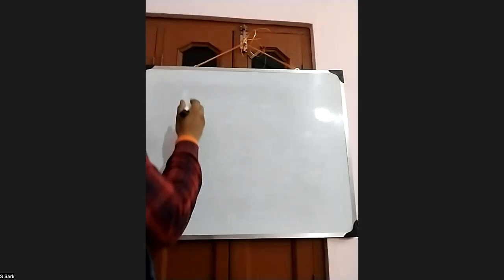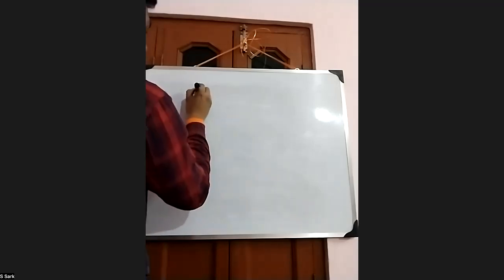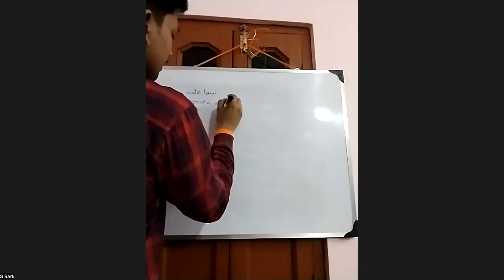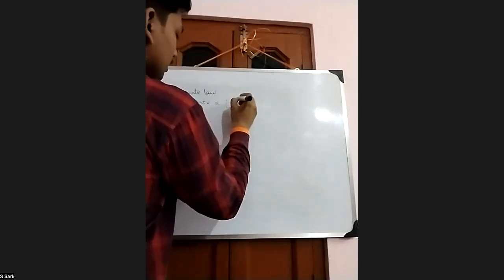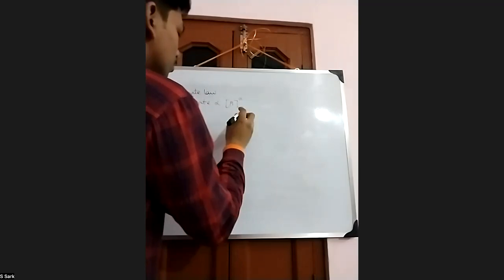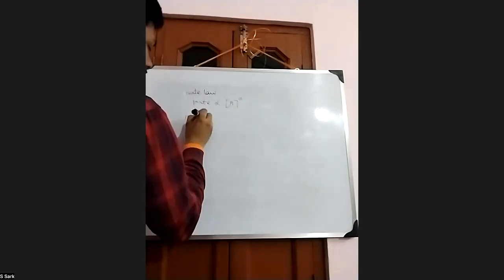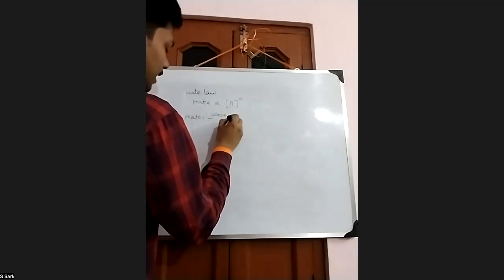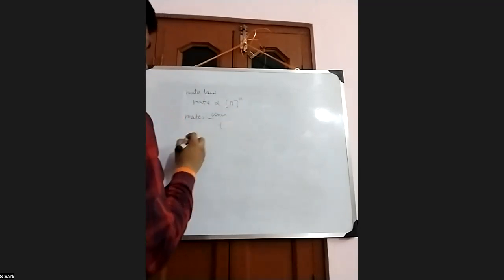Where rate varies as the concentration of reactant to some certain power, and rate is basically the change in concentration versus time. The rate equation we get from the rate law when we use the constant. This is rate equation, this is rate, and this is rate law.